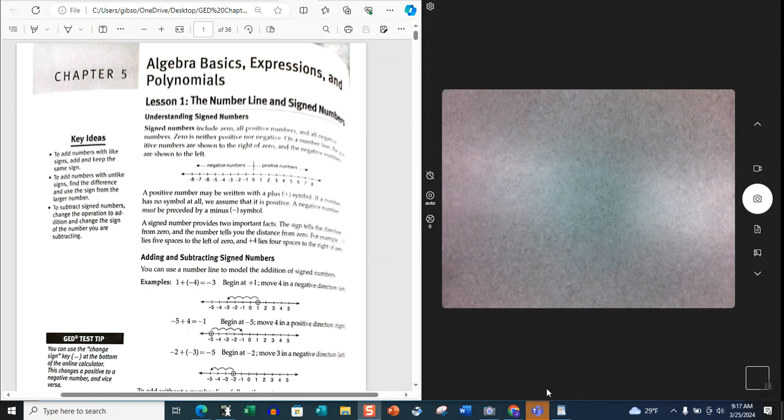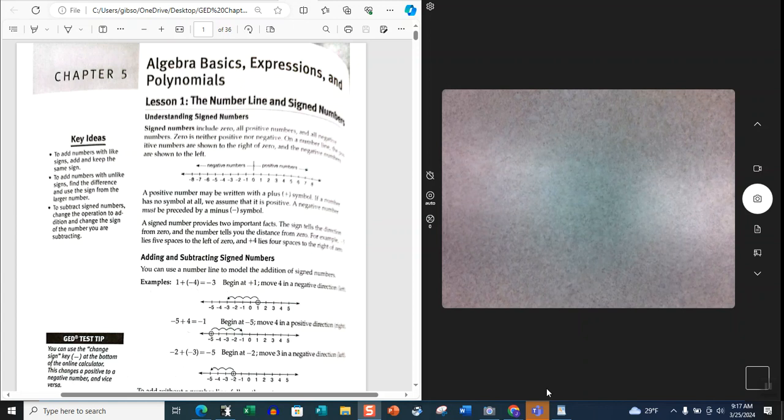Hello, class. We're about to start Chapter 5, Algebra Basics, Expressions, and Polynomials. Lesson 1, the number line and sign numbers. Understanding sign numbers. Sign numbers include 0, all positive numbers, and all negative numbers. 0 is neither positive nor negative.